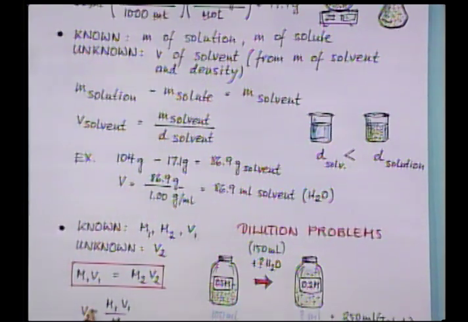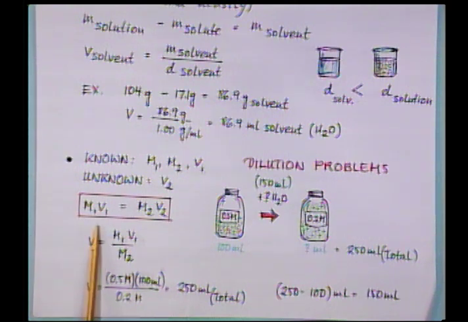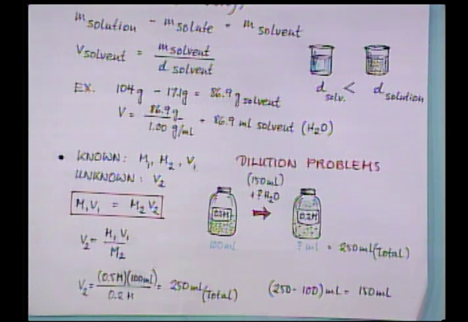Another interesting property or calculation is a dilution problem. And here is that beautiful ratio or equation. Molarity 1 times volume 1 equals molarity 2 times volume 2. And that allows you to figure out how much you have to add to a certain solution to change the molarity.